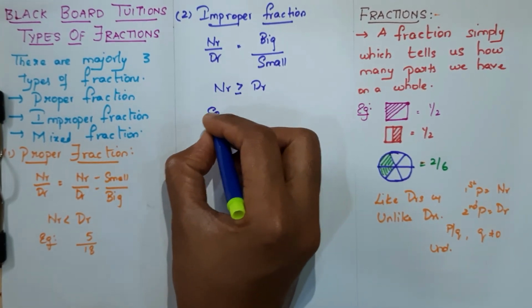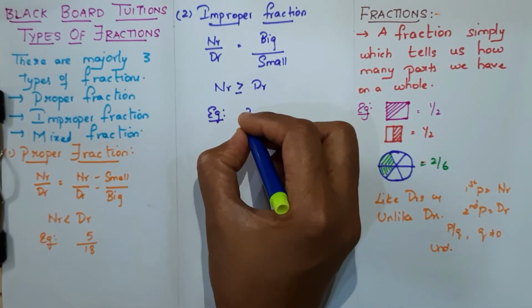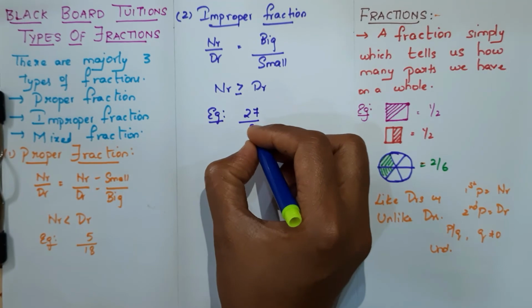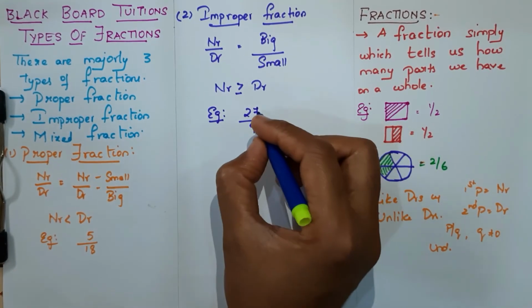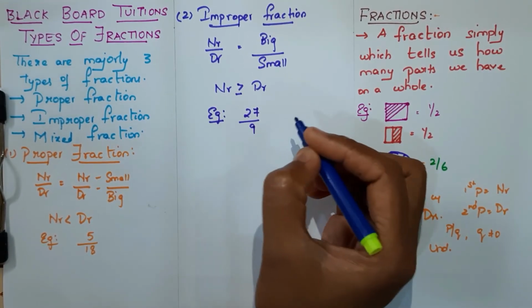For example, 27 divided by 9, 27 by 9, this is an improper fraction.